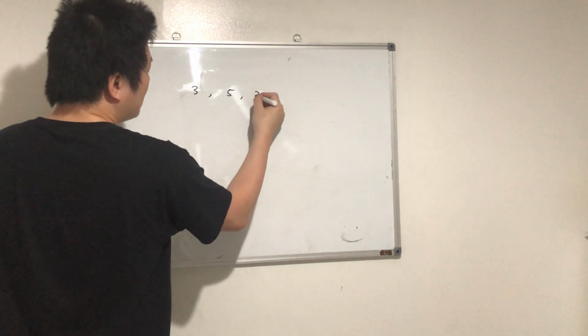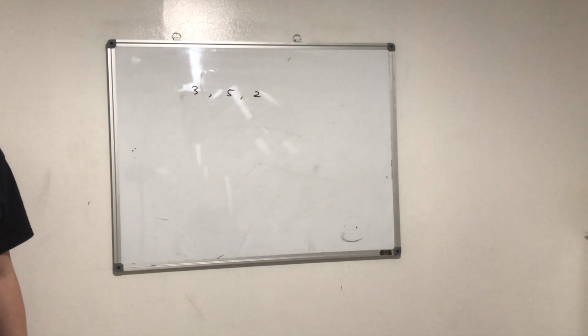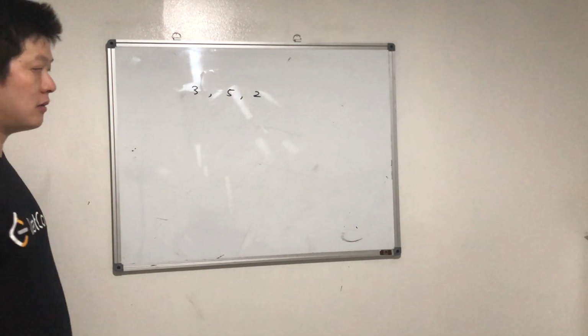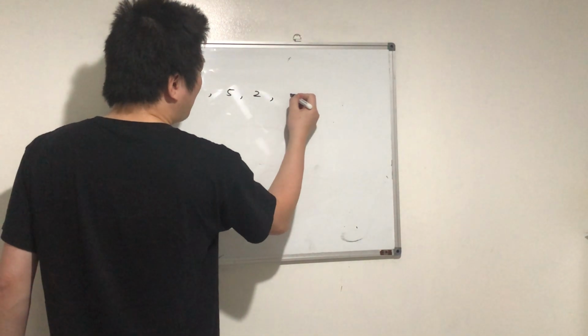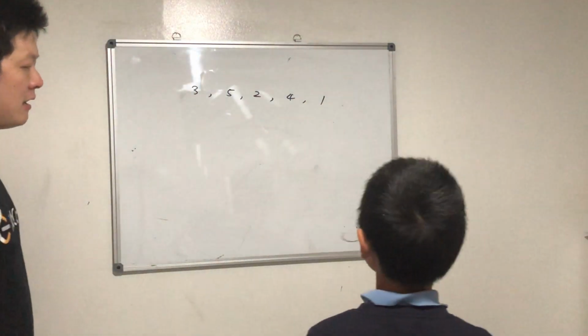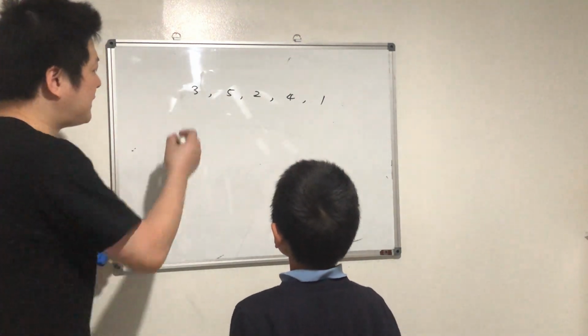Do you want me to do it again? Okay, if this is the list of numbers: 3, 5, 4, 2, 4, 1. Okay? So if I want you to, this is the list of numbers.